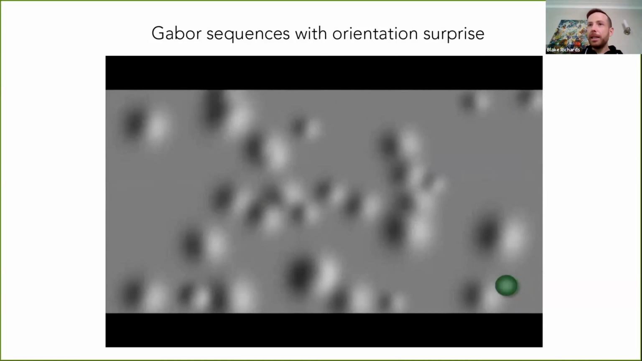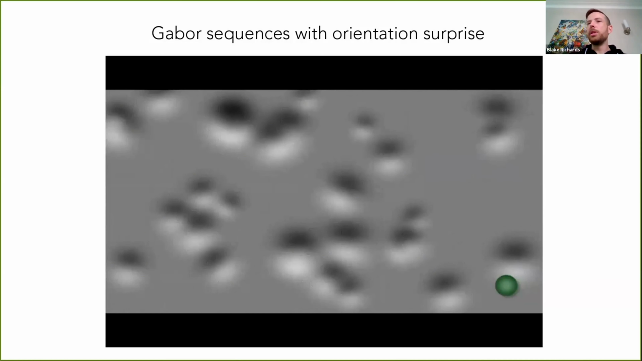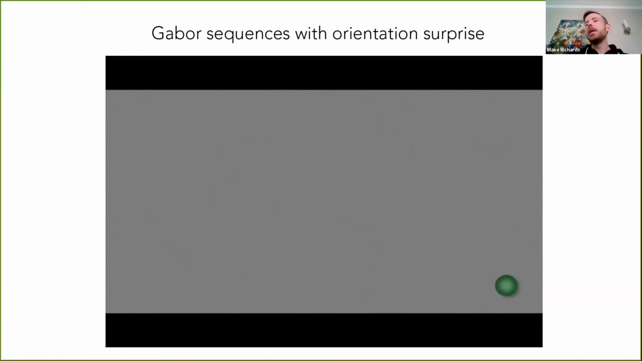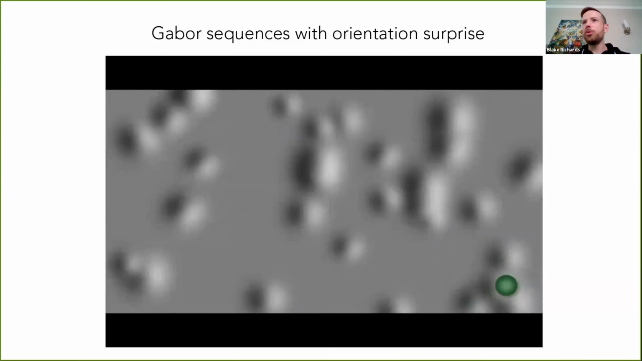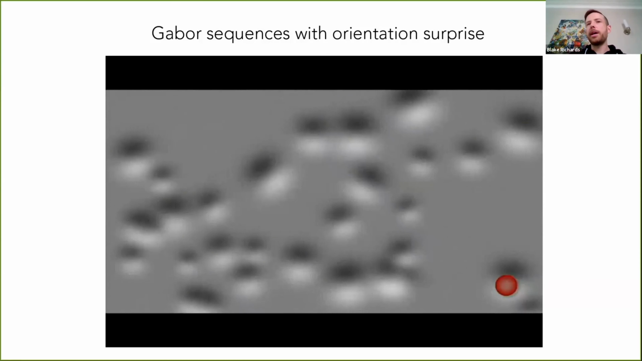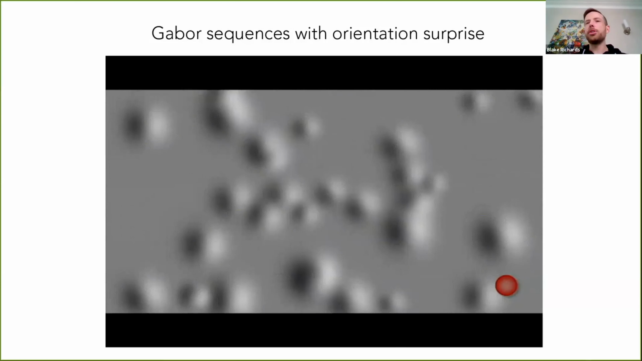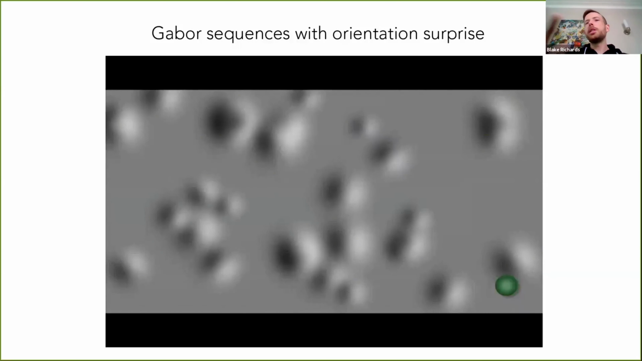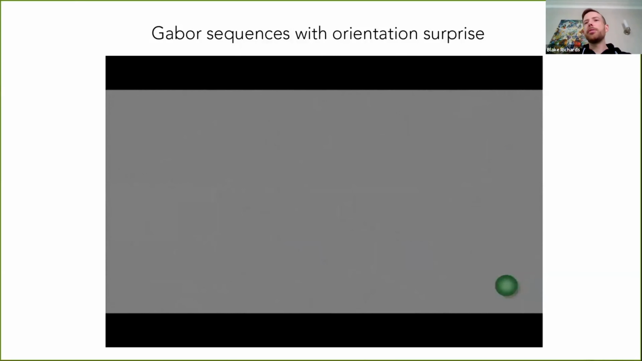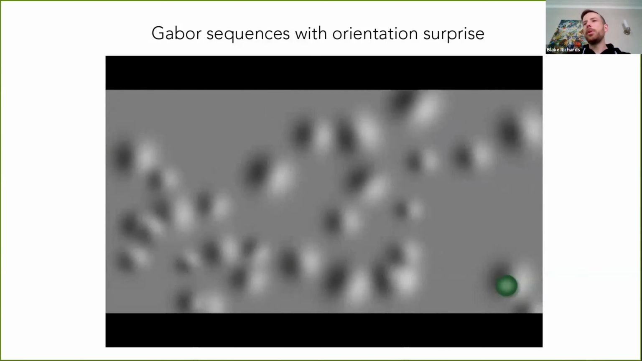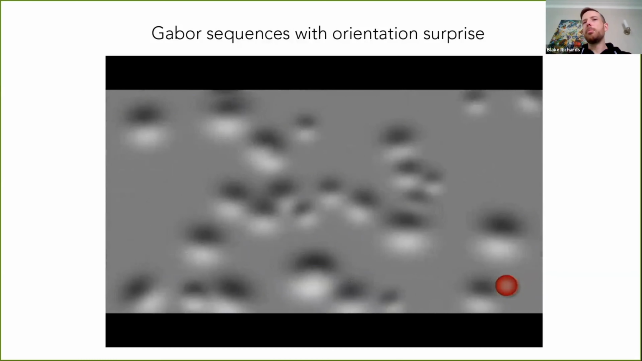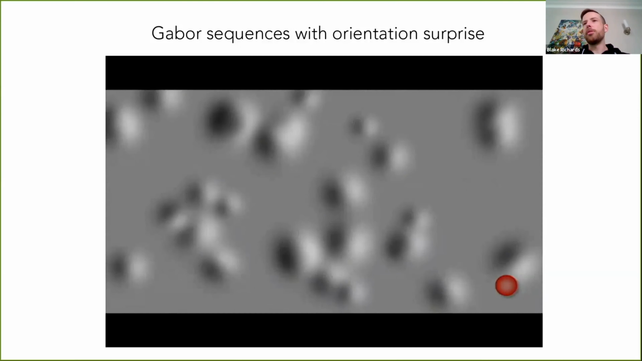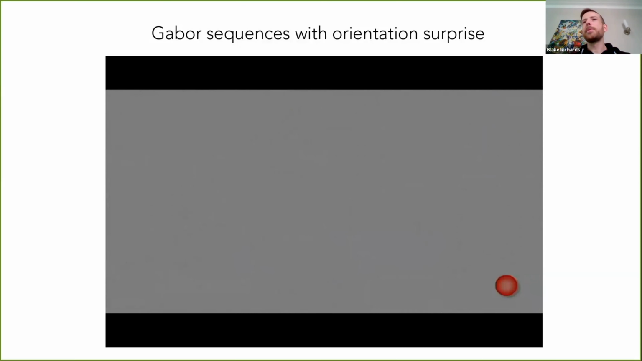Now, when we violated the animal's expectations, what we would do is we would replace the final D frame, which normally had orientations drawn from the same distribution, with a set of Gabor patches that had orientations drawn from an orthogonal distribution. So you can see that here in these stimuli. When the dot is green, these are the expected sequences. So all 4 images have the same orientation mean. And then when the dot turns red, what you'll see is that in the 4th frame, the Gabor patches all have an orientation drawn from a different distribution.